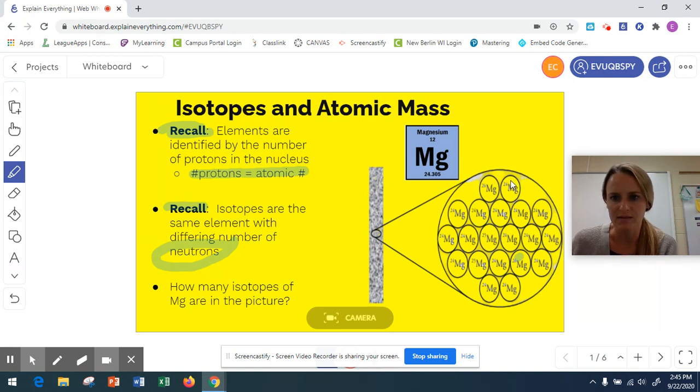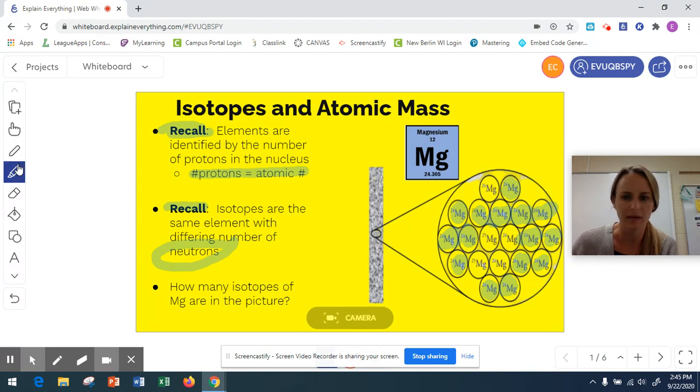So I can see that this magnesium has a mass number of 24, and there's a bunch of them that have 24. So I'm just going to color those in blue. That says 25, 24. I think that says 24. A lot of them there say 24. Okay, so we definitely have one isotope that is magnesium 24.